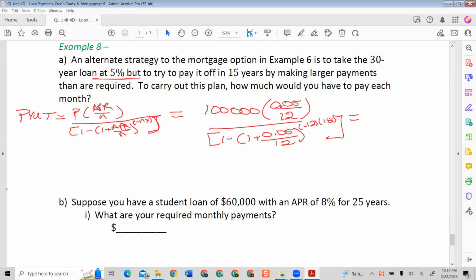I'm going to just type it all in at once. If you need to do it in steps, that's fine. Just make sure you use the appropriate parentheses. And it says that we need to pay $790.79 a month in order to get this paid off. So to pay off a 30-year loan in 15 years, our monthly payments need to be around $790, where you saw earlier it was $536, right?